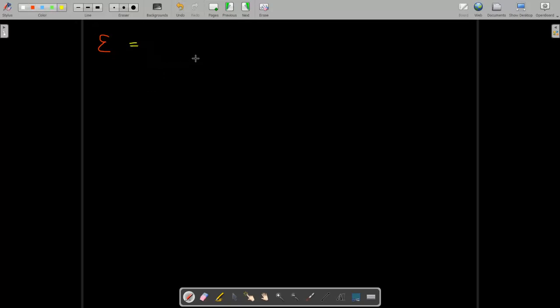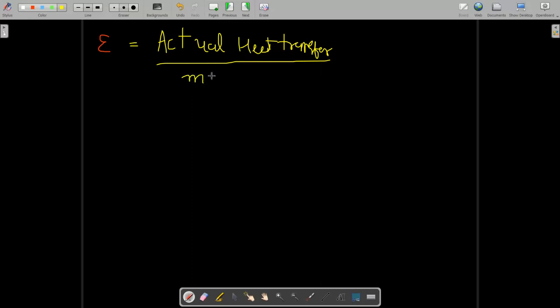Effectiveness means: if we employ a heat exchanger in the operation, what will be the heat gain, what output are we getting? So it is effectiveness, not efficiency. It is the actual possible heat transfer upon the maximum possible heat transfer.